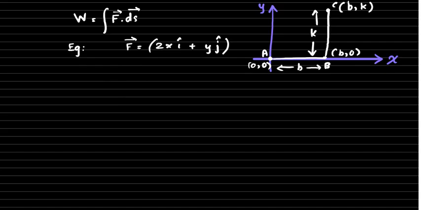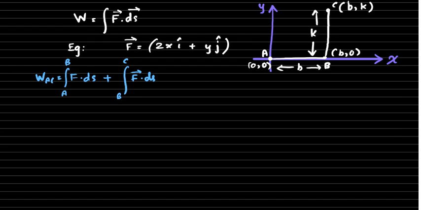So basically we'll have to find work done from A to C is equal to integration of f dot ds. It first went from A to B plus, according to the rules of definite integration, then it went from B to C, integration of f dot ds.